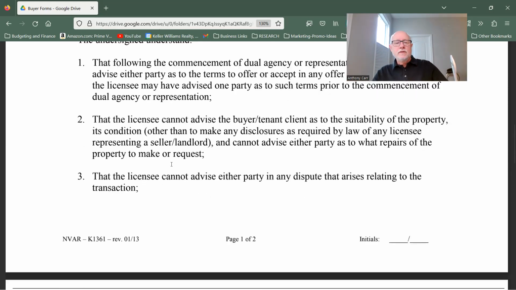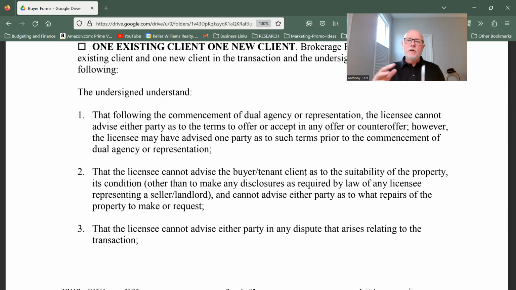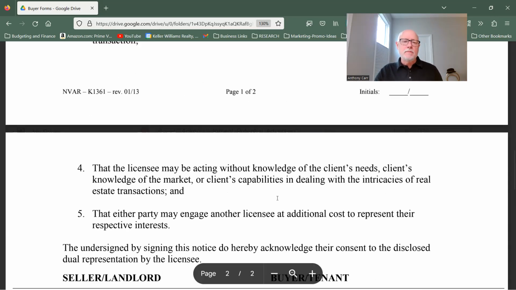So these three paragraphs are pretty much telling you the licensee cannot advise the buyer or tenant clients as to the suitability of the property, its condition. It really puts the buyer and the seller on their own when you are the agent for both of them, the individual licensee for both of them. That's why we'd rather be under designated agency. Okay, I think I can keep on going, but you see what that means.